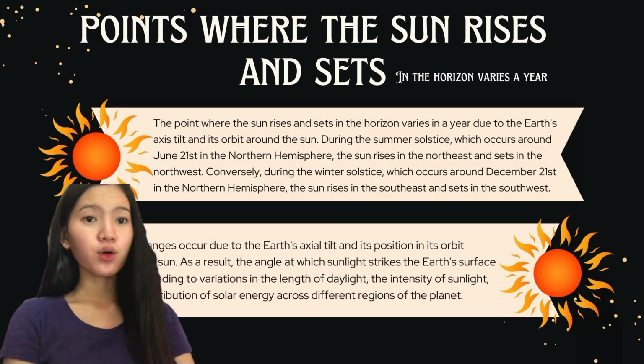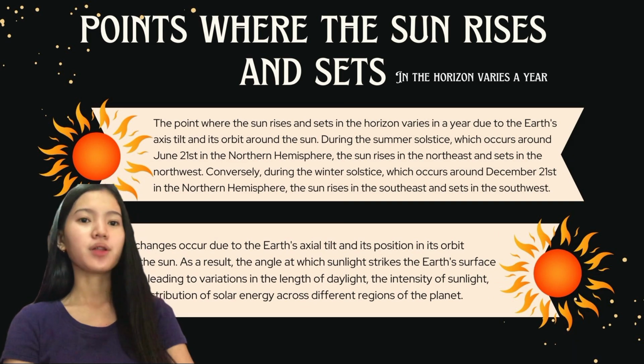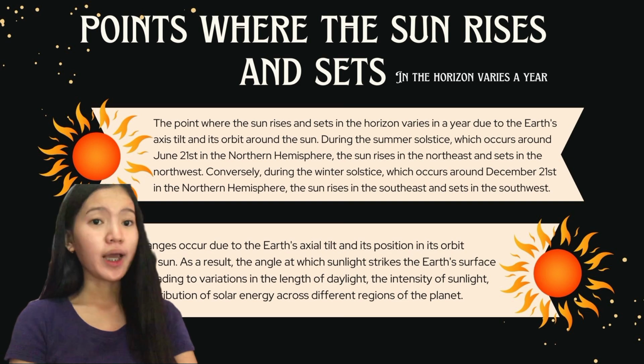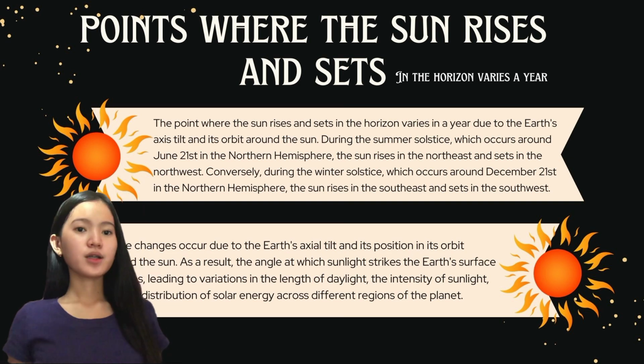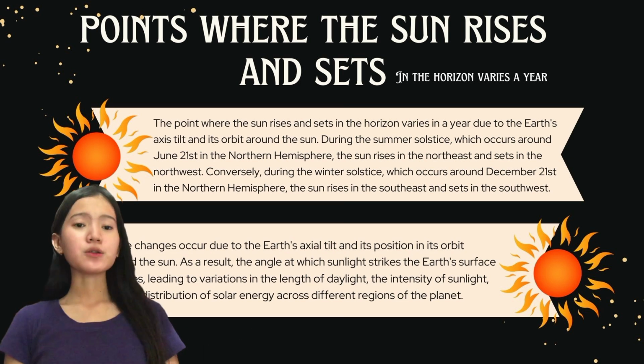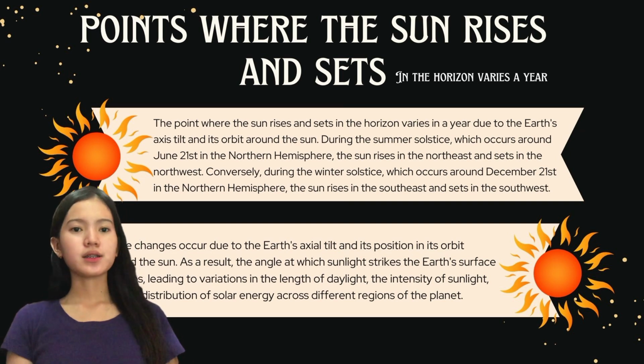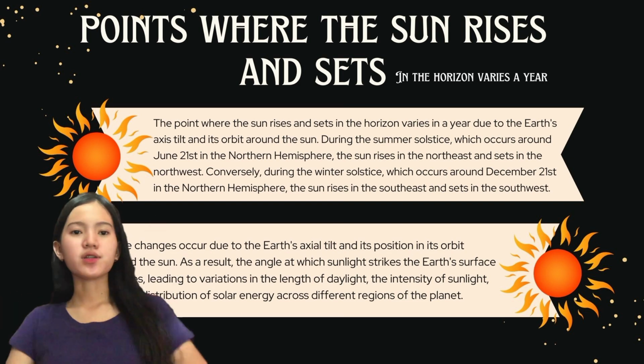Do you want to know why the point where the sun rises and sets on the horizon varies in a year? If yes, let's talk about this. So, based on the definition, the sun ay sumisikat at lumulubog differently in a year because of the Earth's axis. We have two solstices, the summer and winter solstice.